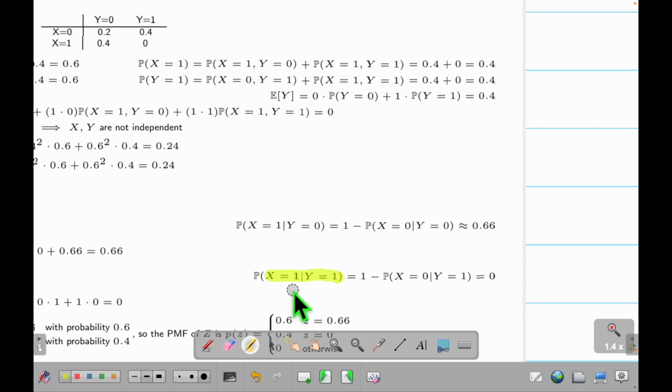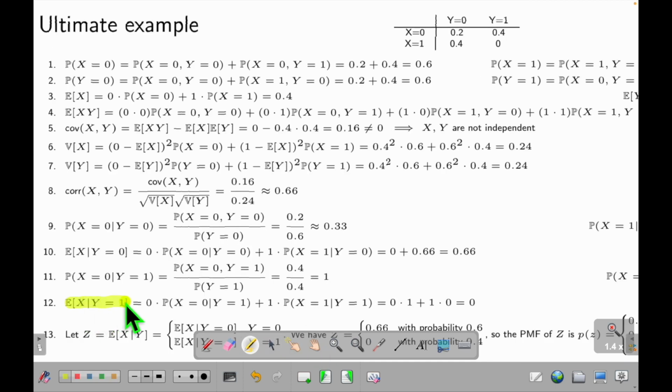The conditional probability of x1 given that y is 1 will be 1 minus the opposite, that is, the conditional probability of x0 given y1. Previously, we know that this is 1, so 1 minus 1 is 0. So, in other words, given that y is 1, the chance that x is 1 is 0. And if you look at this table, given that y is 1, there's nothing on x1. So this is saying that if we know that y is 1, there's 0 chance x is 1.